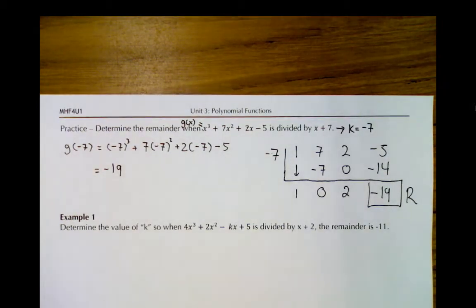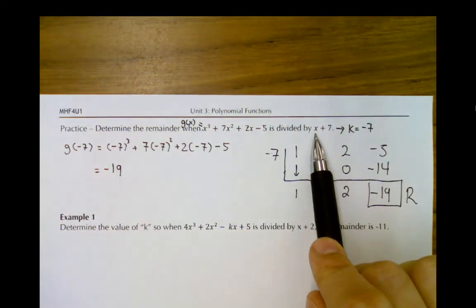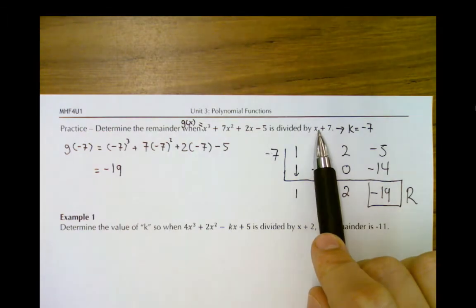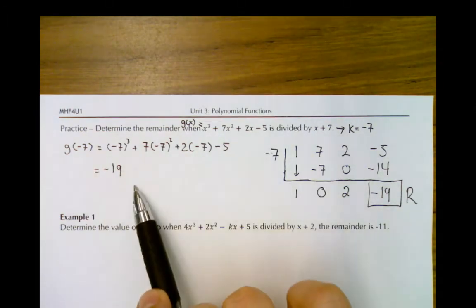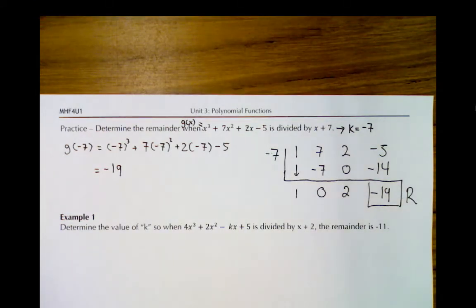So we can come up with the remainder by taking our k, or whatever x value would make that divisor 0, plug it into your function and solve. We get negative 19. Synthetic division confirms that the remainder is indeed negative 19. That's the remainder theorem. There's one example here that I'll get you to try on your own.